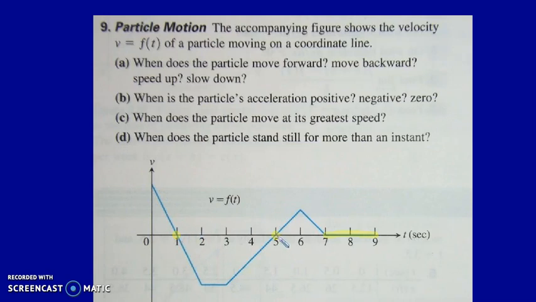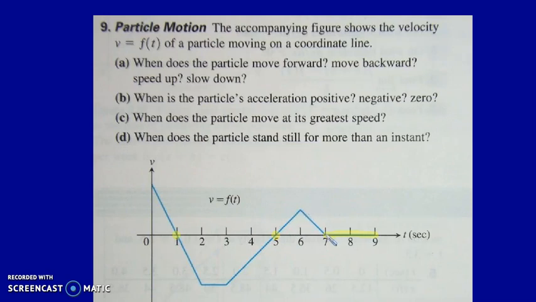Same thing happened at t equals 5. It was moving in the negative direction. Then it's quickly 0, but then it changes to a positive direction. So the particle was not still for more than an instant. It was a quick instant that it was 0 at t equals 5.